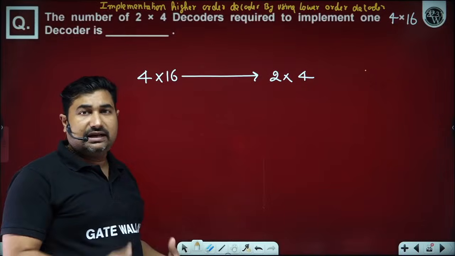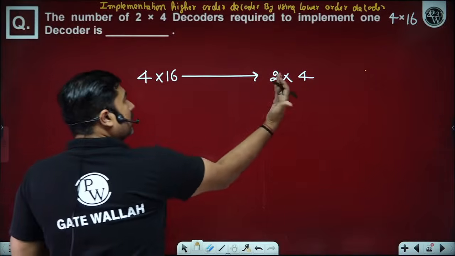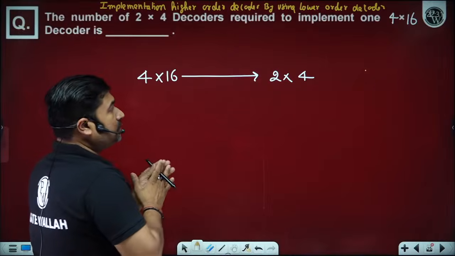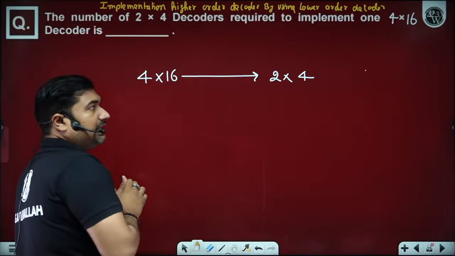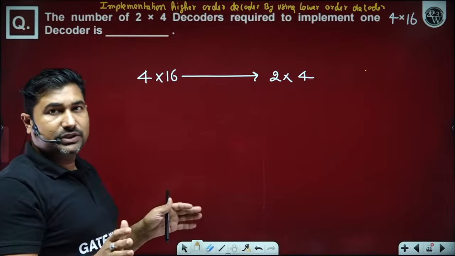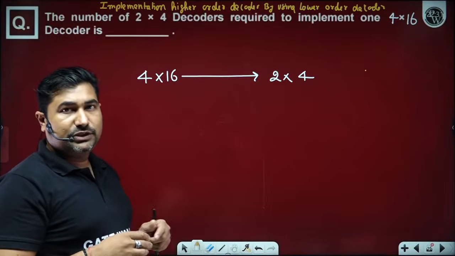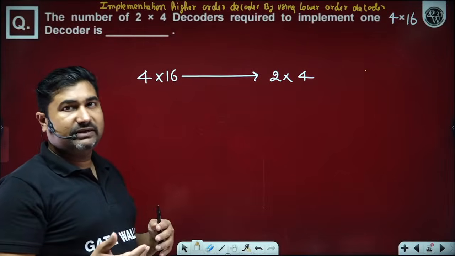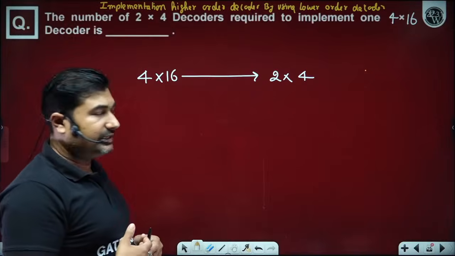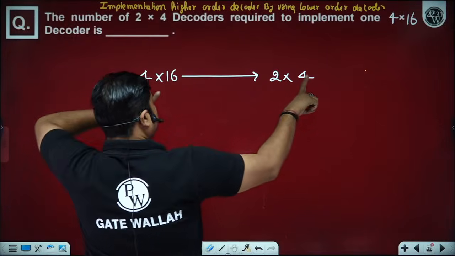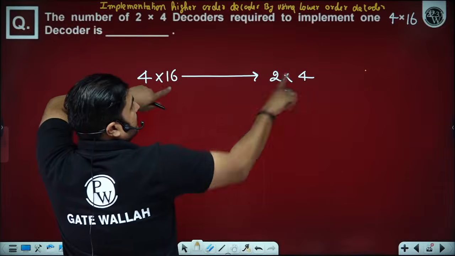Which number is higher? The right side number is higher. Okay, and then you have to observe these two as well. If they are both even, there is no issue. If both are odd, there is no issue. But in case one is odd and one is even, there may be one inverter needed. Is it okay?